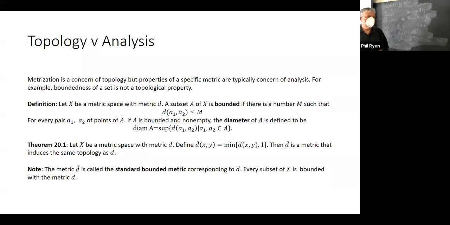And of course, we call this the standard bounded metric. We just use 1, that's what's standard about it. And of course, the thing is that every subset of X is bounded.